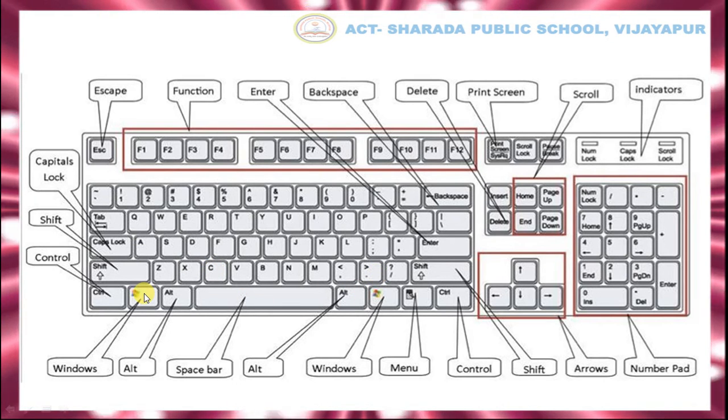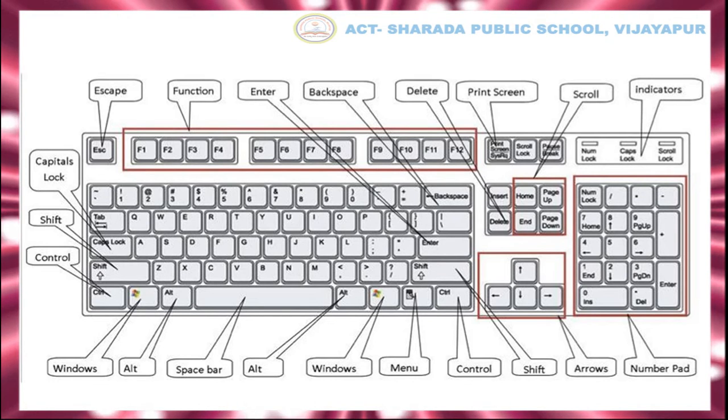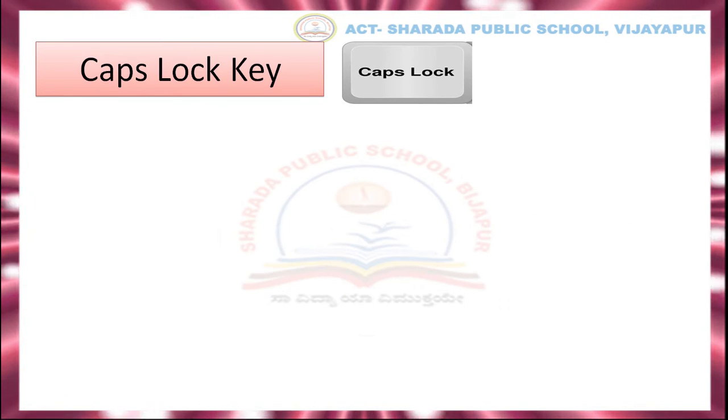Now I am going to discuss some of the special keys. The keys on which you see words are called special keys. These are used for specific tasks. Now let us understand some of the special keys. That is, first one is caps lock key.